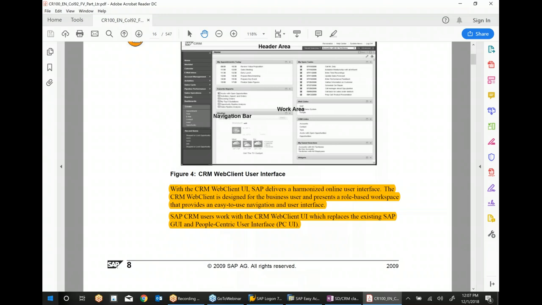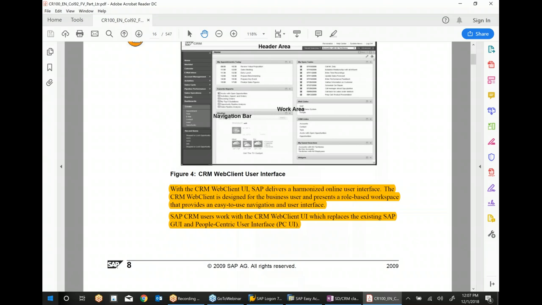So the CRM web client user interface is a separate user interface. Now this user interface is only meant for business users, the web client user interface.